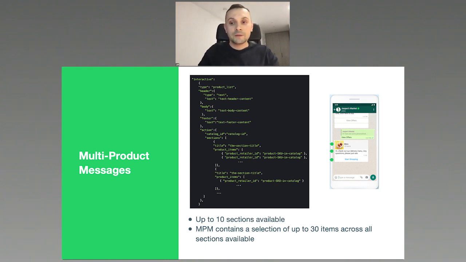A few important notes regarding these types of messages. If a customer has multiple devices linked to the same WhatsApp account, then multi-product and single product messages will be synced between devices. Also, those messages can be forwarded from one user to another, and might be reopened by the user within the same conversation. But those types of interactive messages cannot be sent as a notification. They can only be sent as part of an existing conversation.